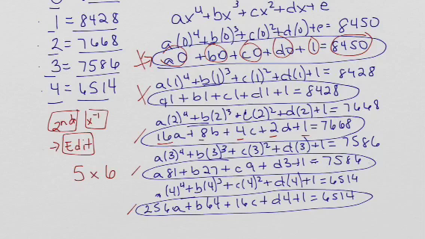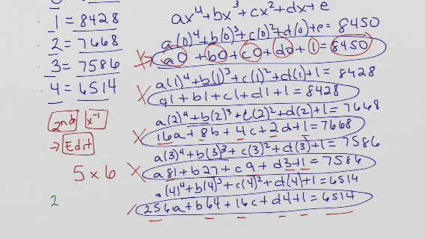Type in all of the coefficients for our third equation. 16, enter, 8, enter, 4, enter, 2, enter, 1, enter, 7668, enter. That equation's done. Type in all of our coefficients for our next equation. 81, enter, 27, enter, 9, enter, 3, enter, 1, enter, 7586, enter. That one's done. Time to type in our last one, all the coefficients and what it equals. 256, enter, 64, enter, 16, enter, 4, enter, 1, enter, 6514, enter. Our matrix is now done.